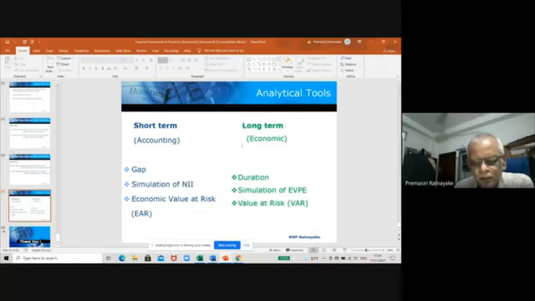Then analytical tools. Short-term accounting basis and long-term economic basis. Gap analysis. There's a long-term duration analysis. Then short-term simulation of net interest income. Long-term, the simulation of economic value of portfolio equity. The short-term earnings at risk, EAR, and the long-term economic value at risk, the component of risk in any portfolio.